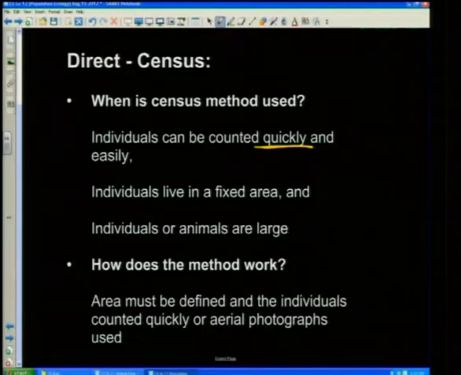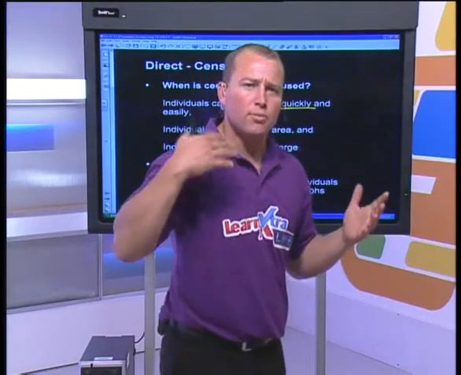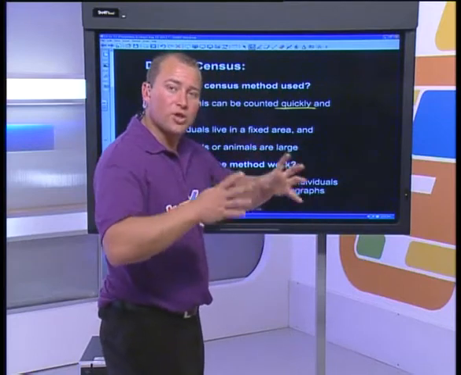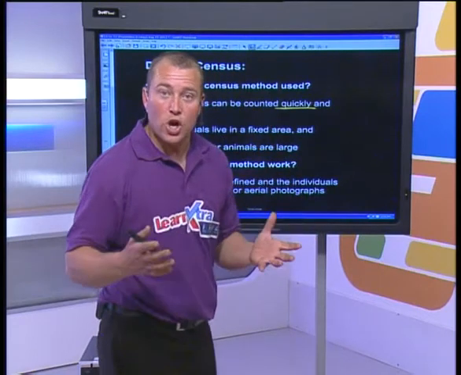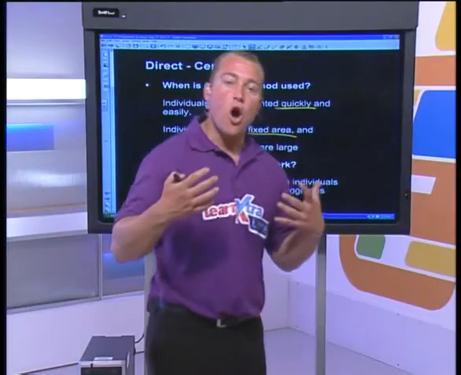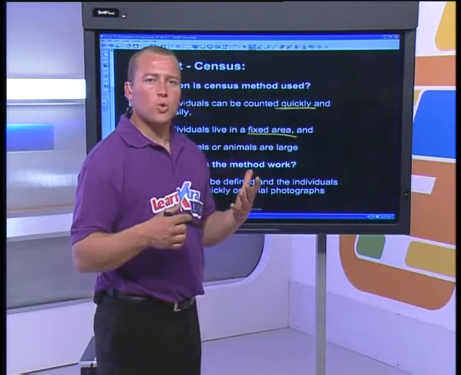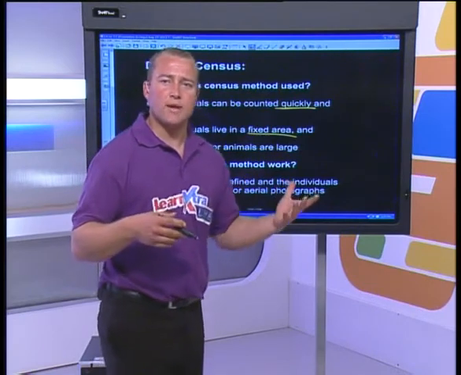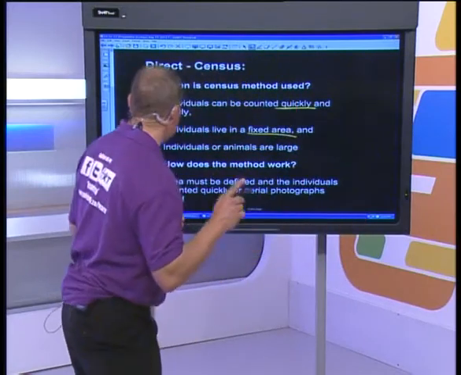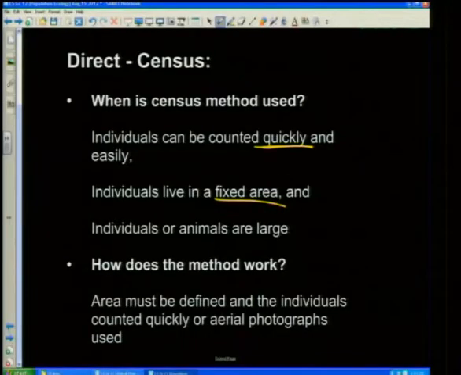The individuals must be fixed in an area. That's why they use our houses, because we're not going to move from house to house every day, right? So we go to the same place all the time. That's how we work it. So it's got to be a fixed area. The individual or animal has to be large. It's a nice, large animal. Now, I'm not talking about elephants. I'm talking about something that's not a flea, something nice and large.